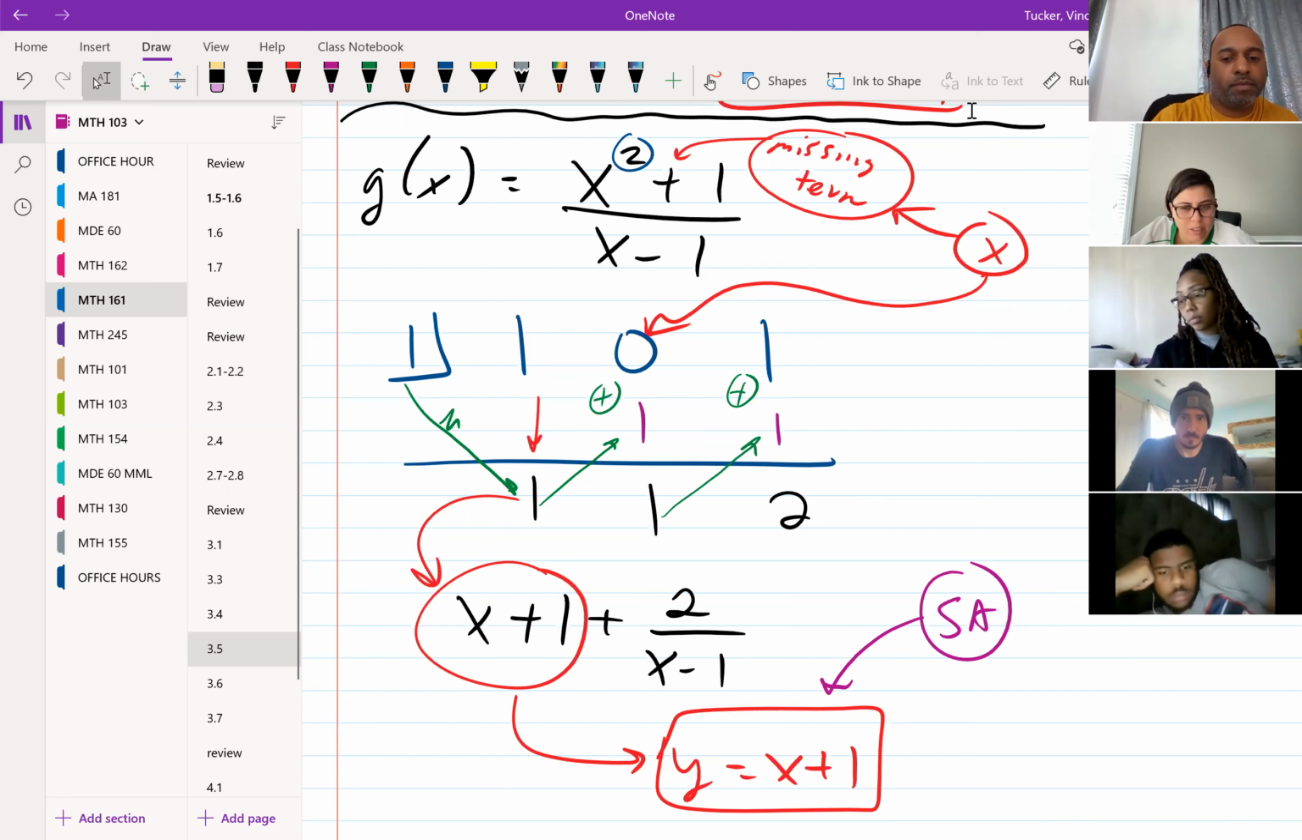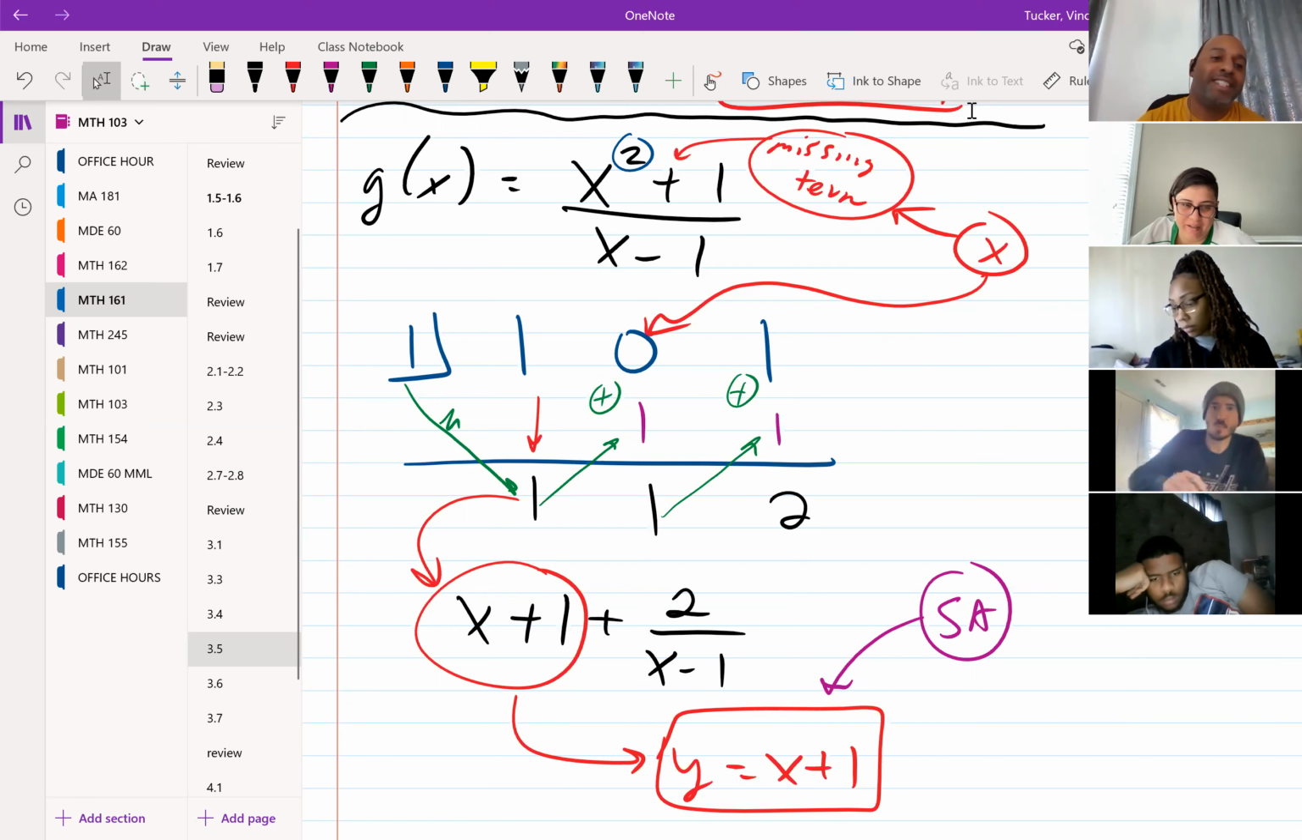What are we doing with the rest of it? Like the 2 over x minus 1, what is that? Oh, put it in your pocket, save it for later. We don't need it for what we're doing here in this section. What is it called? Oh, that's your remainder. 2. Okay, that's just the remainder. Yeah, this last number is always going to be your remainder.